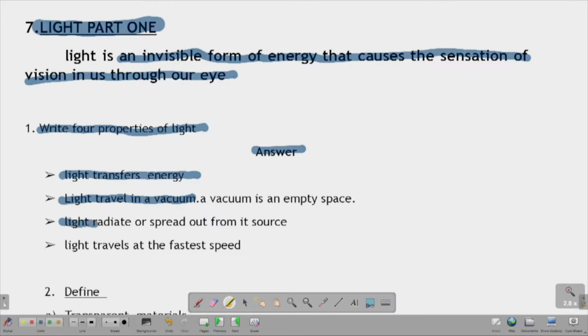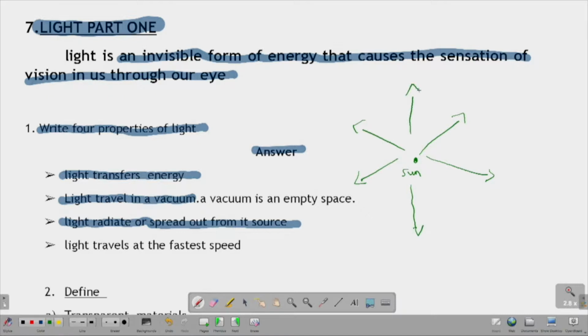Another property is that light radiates or spreads out from its source. Assuming this is our source of light, the sun, light spreads from the source in different directions. It travels in the form of rays. We call these rays of light, just like parallel lines which show the direction of light.